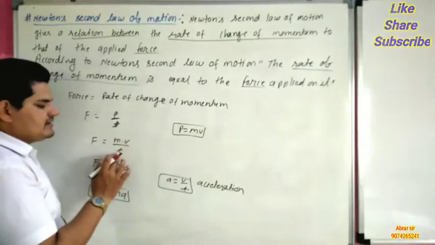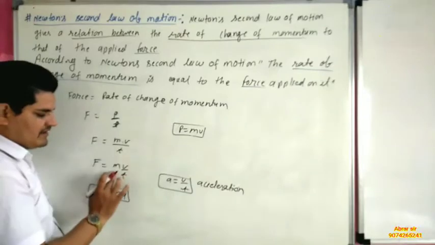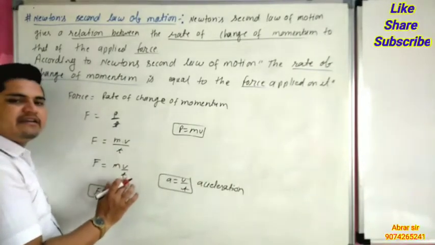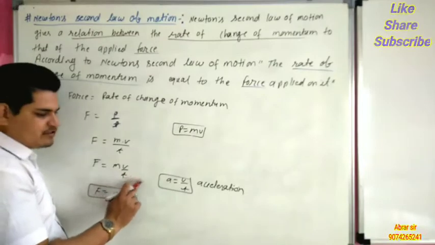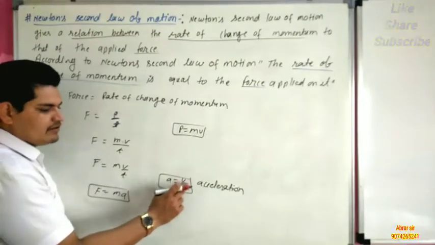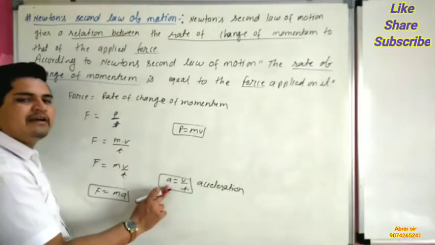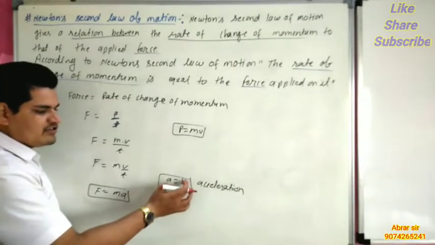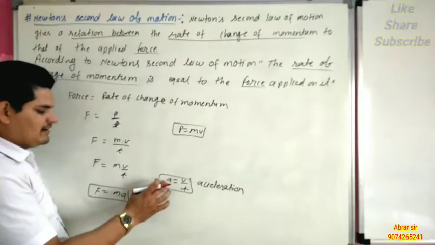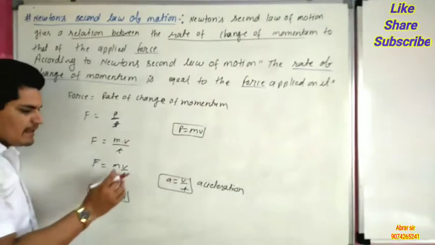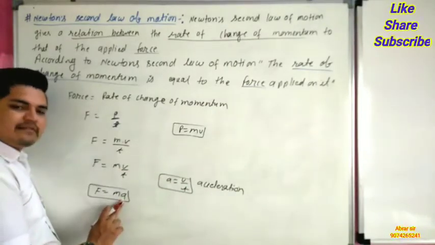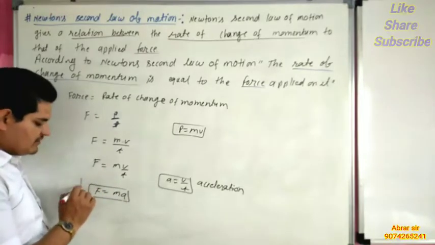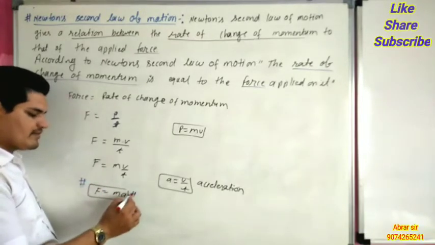Now this t is separated by v, so m stays as it is and we get v by t. v by t is the rate of change of velocity, which is called acceleration. We studied in the previous chapter that the rate of change of velocity is called acceleration. So we can put v by t as a. So F is equal to ma. This is Newton's second law of motion.